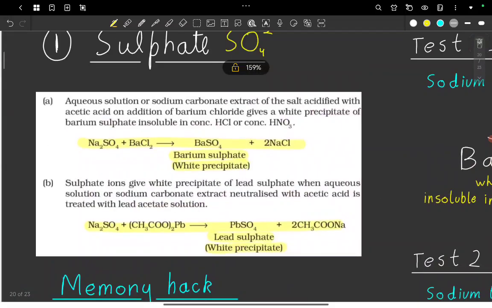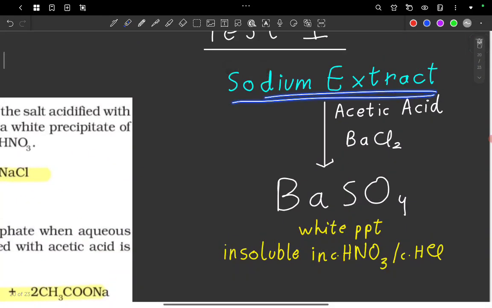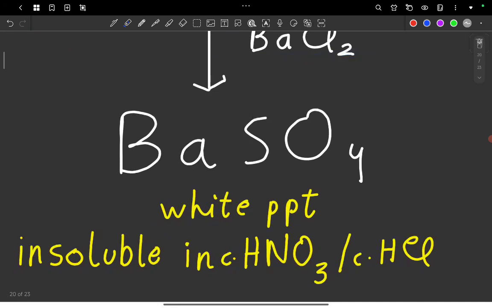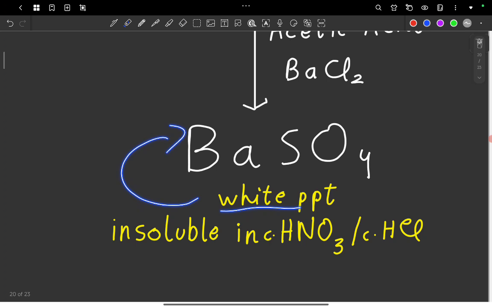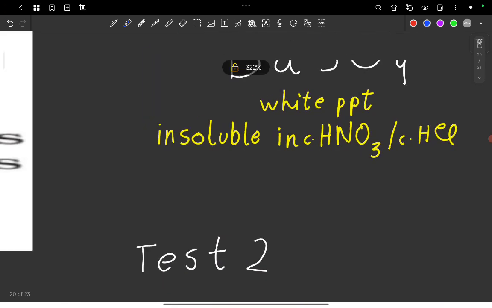And basically, what is the test for the sulfate ion? Let's do it quickly. All you have to do is take the sodium extract of the salt. You have to react it with acetic acid and barium chloride, which will give you a white PPT of barium sulfate. And it will be insoluble in HNO3 and concentrated HCl.